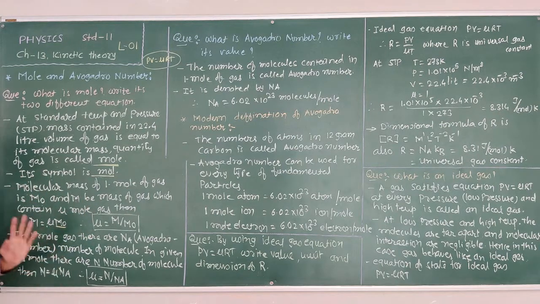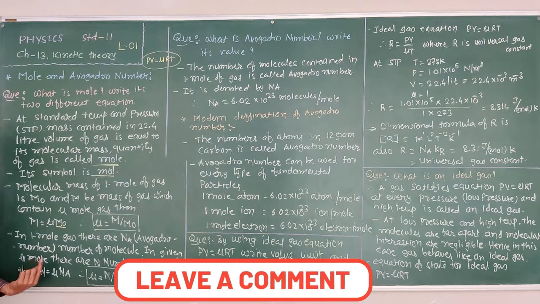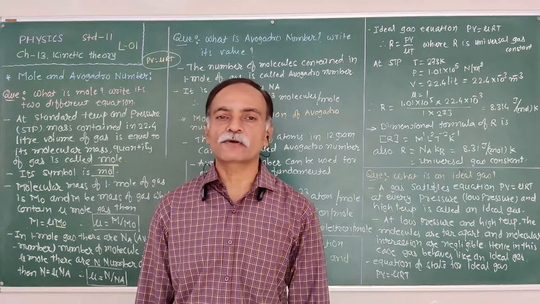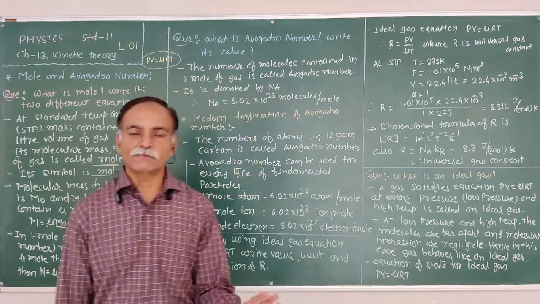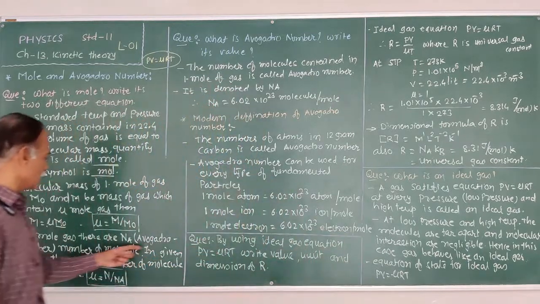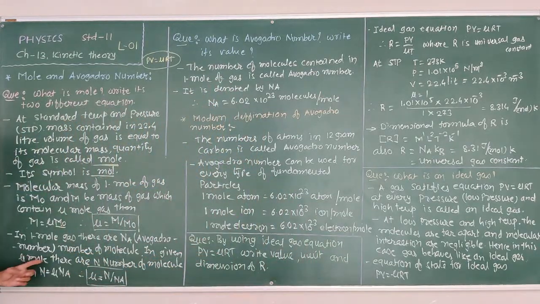Now the same equation in terms of the number of molecules. In 1 mole of gas, there are Na molecules. Na is the Avogadro number. What is the Avogadro number? The number of molecules in 1 mole of gas is known as the Avogadro number. In the given mu moles, there are N number of molecules. Therefore, N is equal to mu into Na.